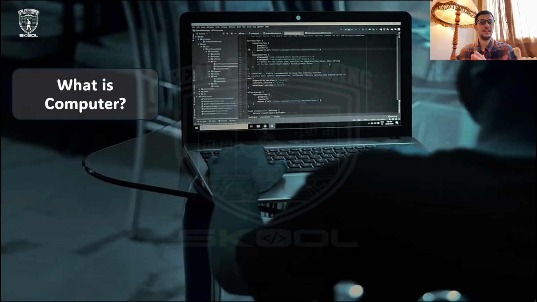Hello everybody, this is the second lesson of course number 1, foundation level 1. And the lesson is about: What is a computer? I'm going to ask you what is a computer, and in the future I will ask you what is programming.